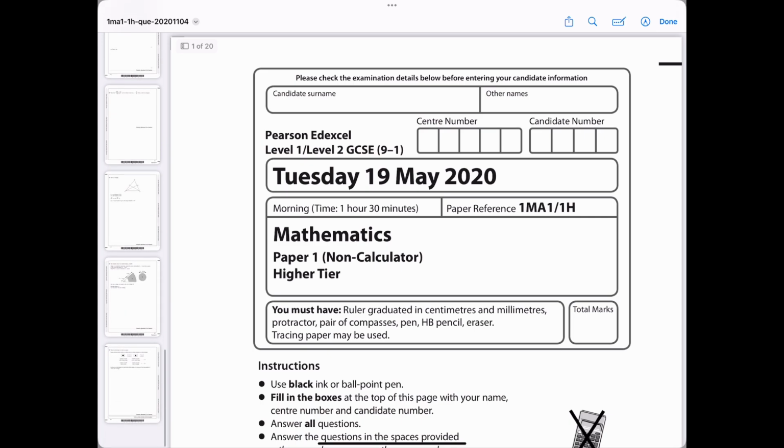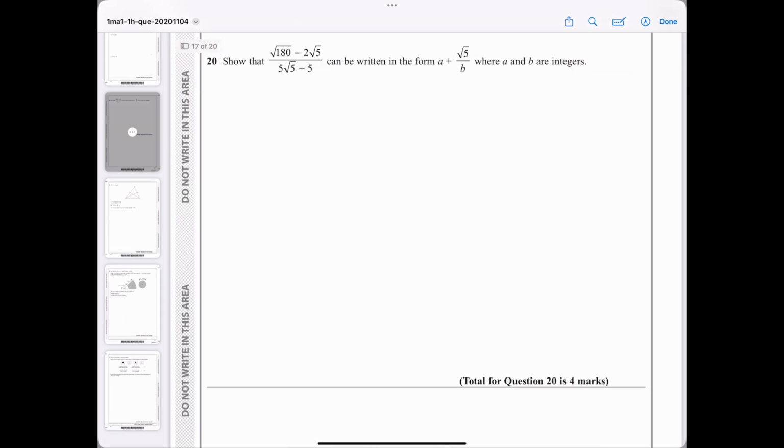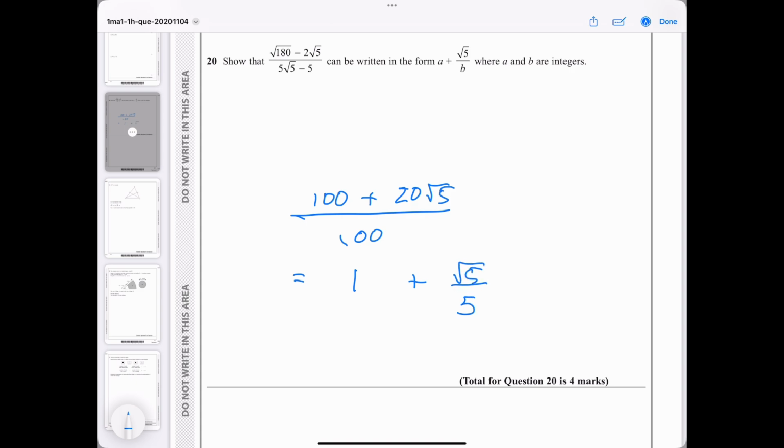That is very annoying. That was exactly what I don't want. So we got it to the point where we had 100 plus 20 root 5 over 100. And that would break down to 1 plus 1/5 root 5, so that would be (5 plus root 5) over 5. And that is your answer.